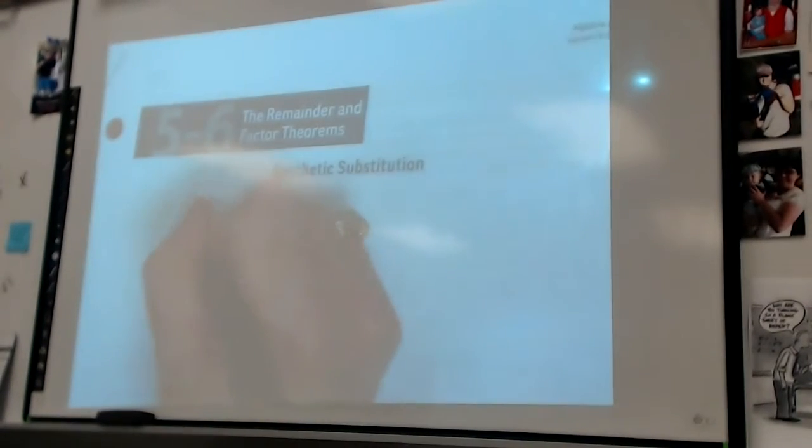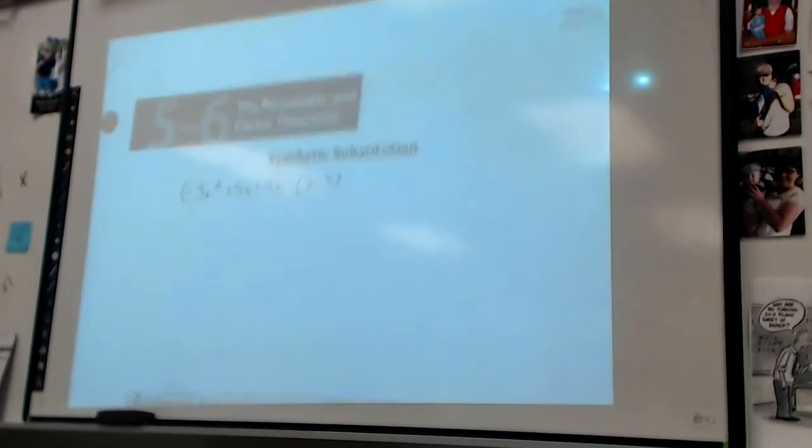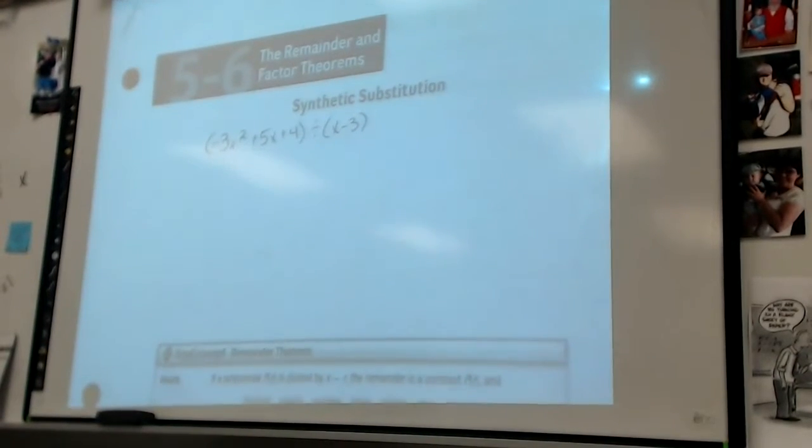So, let's start by looking at this problem: negative 3x squared plus 5x plus 4 divided by x minus 3. I'm going to solve this two ways. I'm going to solve it long, and I'm going to solve it with synthetic. I'm going to go through the long way kind of fast, but don't worry, because you're not going to have to do it. I'm just wanting to show something.